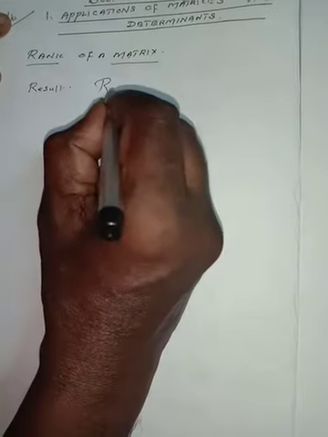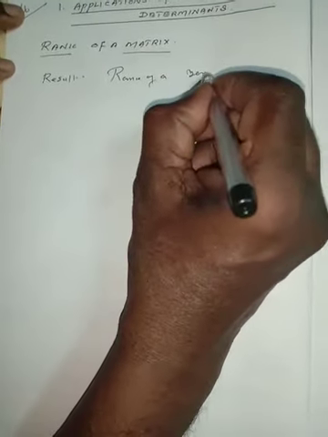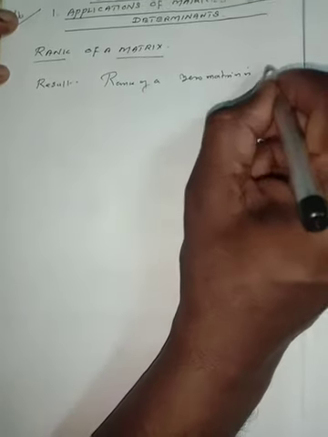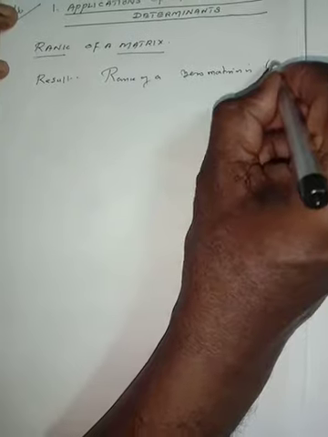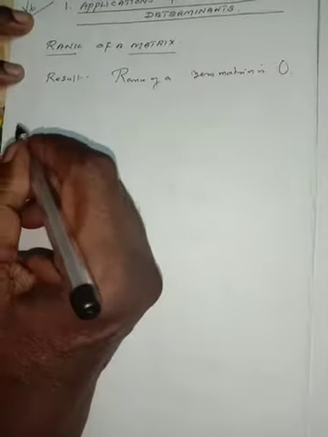Rank of a zero matrix is 0. Rank of a zero matrix is 0. How to find the rank of a matrix?